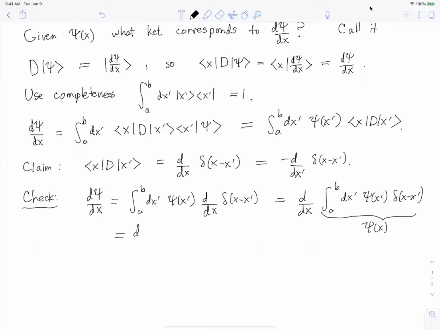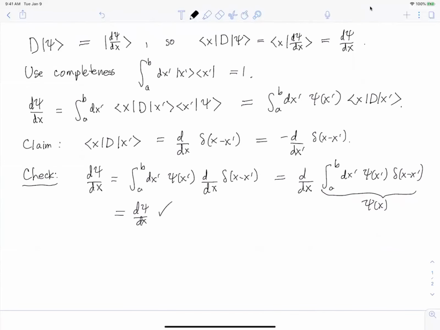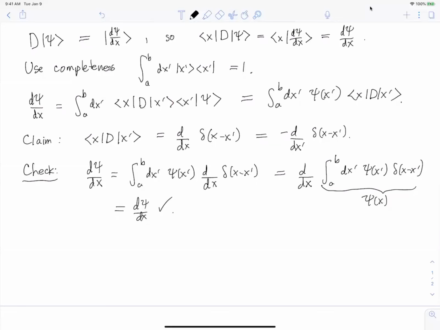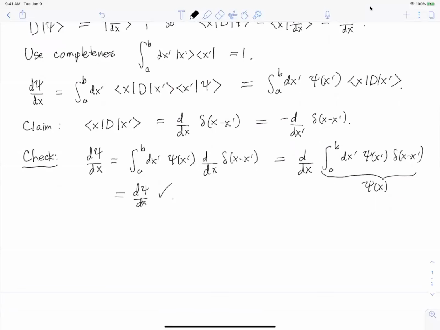Okay, and so that works. That's equal to d psi by dx, the way it's supposed to be according to the left-hand side. And so that checks the claim that our matrix element of the derivative operator between x and x prime is actually equal to the derivative of the delta function. Okay, so what we did there is we learned something about this operator D that takes derivatives of wave functions. And now we can ask the question, is it a Hermitian operator? Is D Hermitian? And the answer is no.